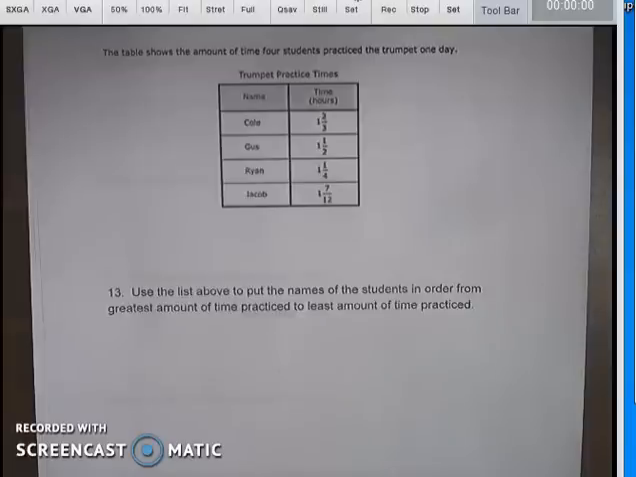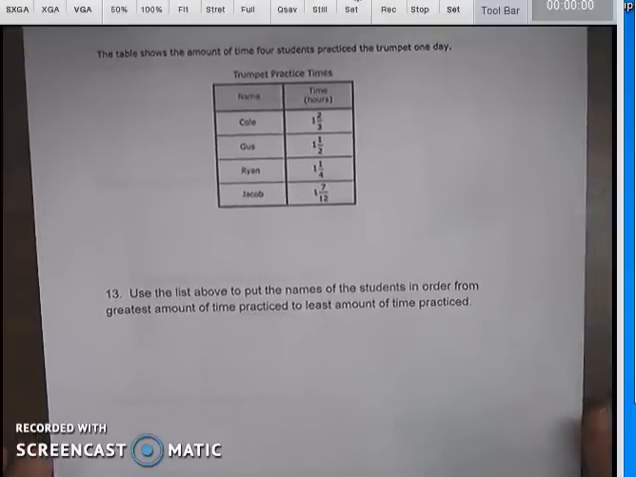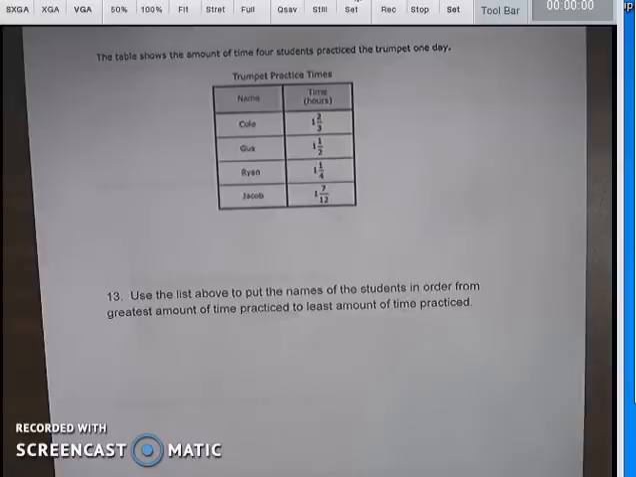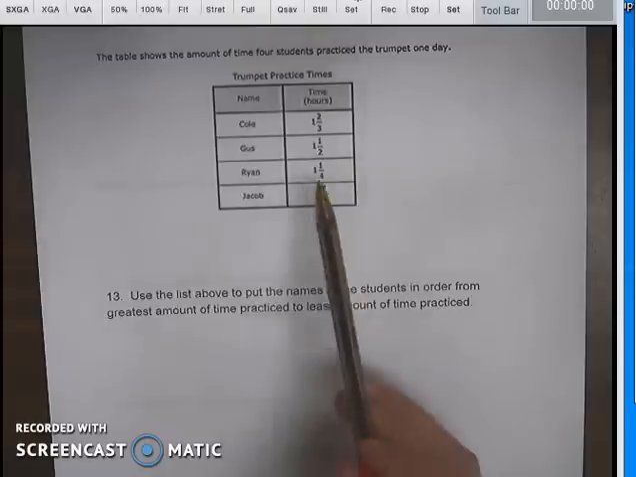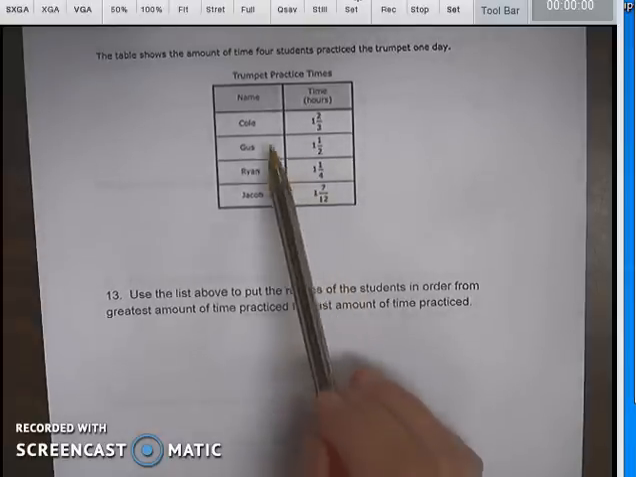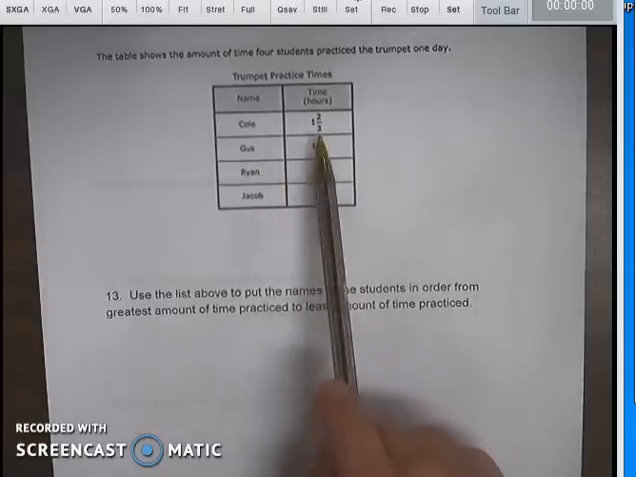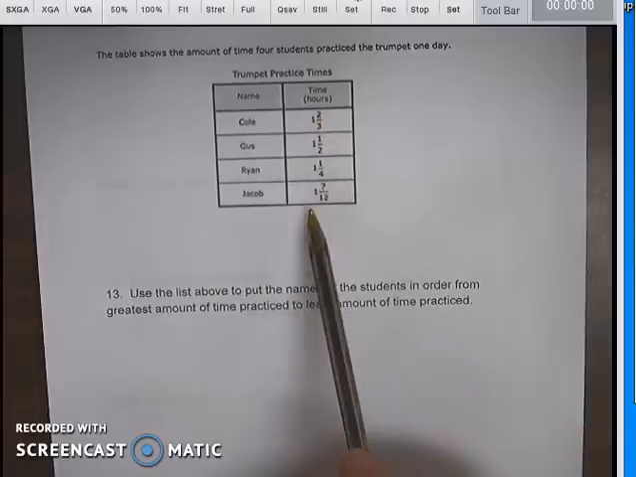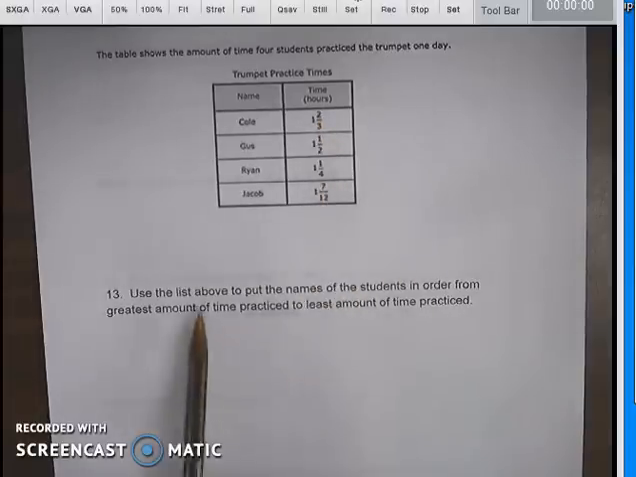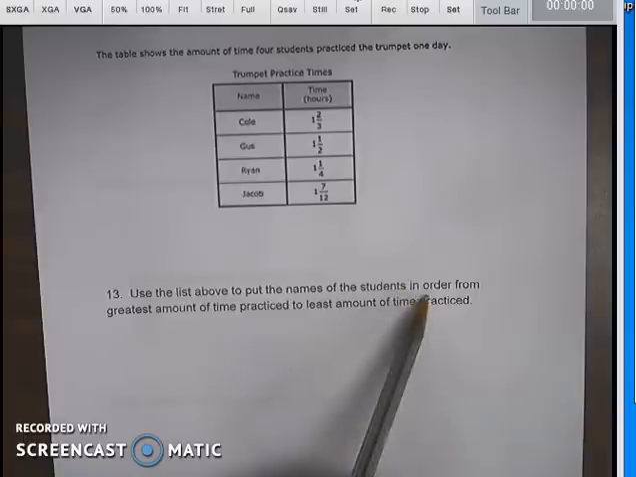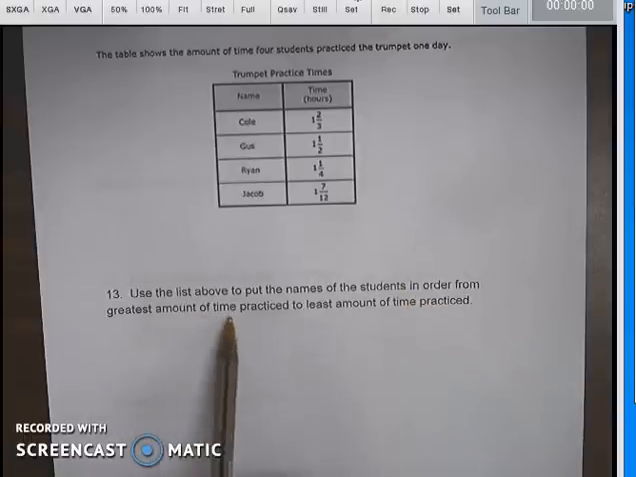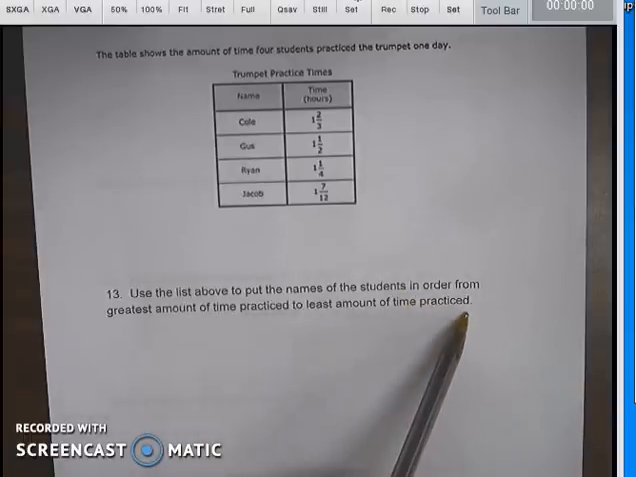Okay, so here we are with number 13. It says, the table shows the amount of time 4 students practice the trumpet in one day. So you have all of these kids practicing the trumpet, Cole, Gus, Ron, and Jacob. They all practiced for at least 1 hour and then a little bit more. Use the list above to put the names of the students in order from the greatest amount of time practiced to the least amount of time practiced.